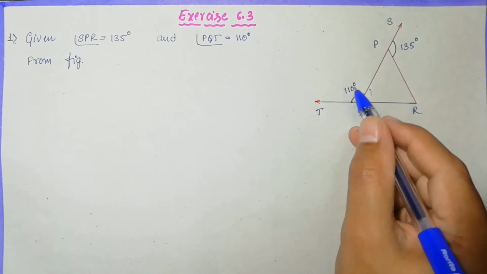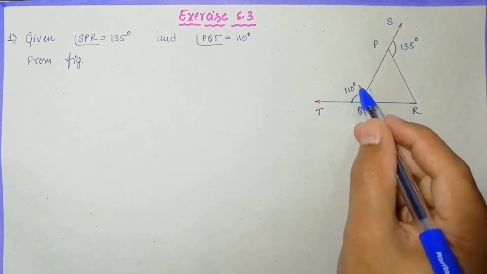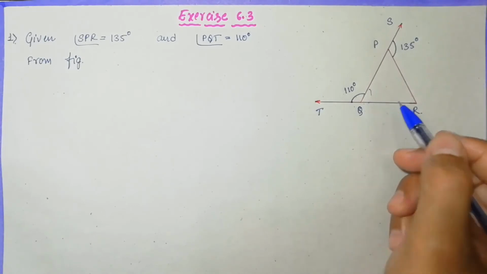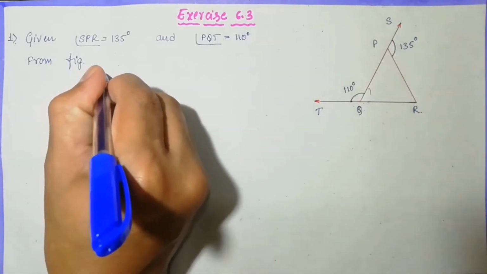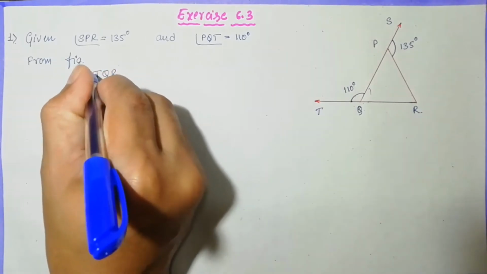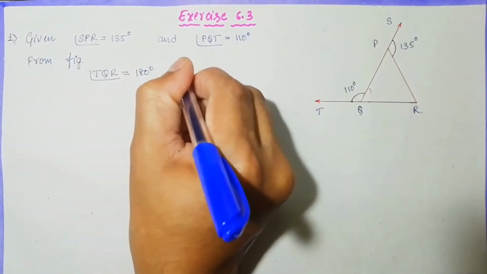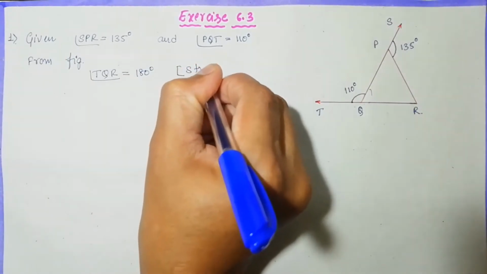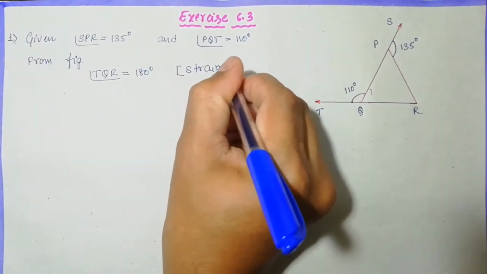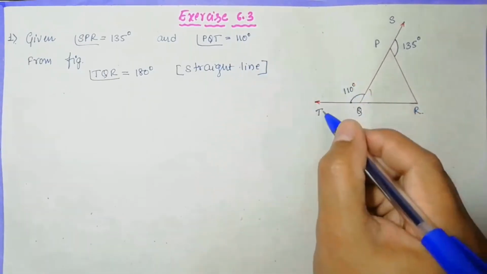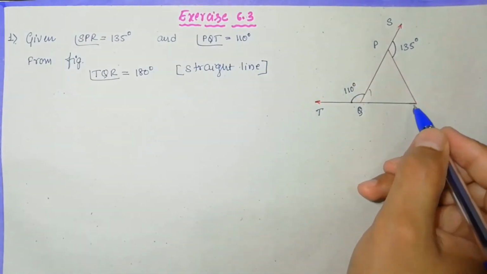Okay, what can you say about this one? So this is equal to how much? 180 degree, because it is a straight angle. Okay, so from figure, angle TQR is equal to 180 degree, and write on the reason, because it is a straight angle. Okay, it's a straight line actually. So that's why straight line means it always forms what? Straight angle. Okay, angle TQR is equal to 180 degree.